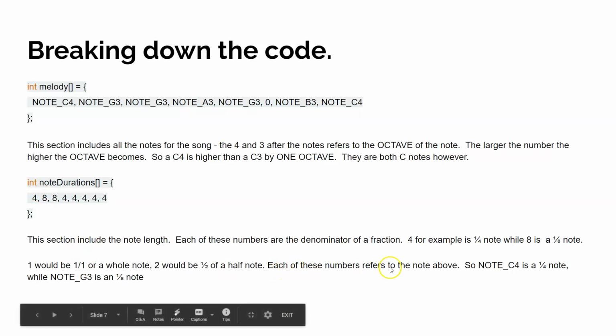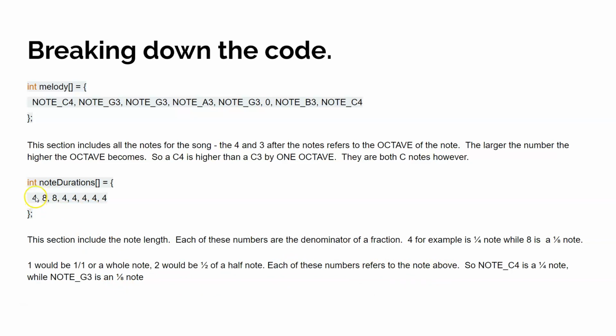So each of these numbers refers to their note above. Again, this is going to be 0, 1, 2, 3, 4, 5, 6, 7. So C4 is a quarter note, G3 is an eighth note, G3 is an eighth note, A3 is a quarter note, G3 is a quarter note. Our rest is also a quarter note, and B3 and C4 are quarter notes as well.